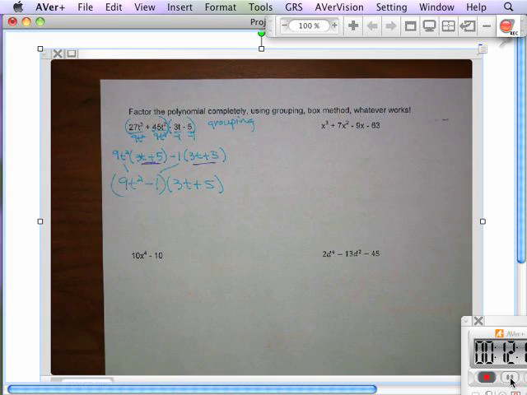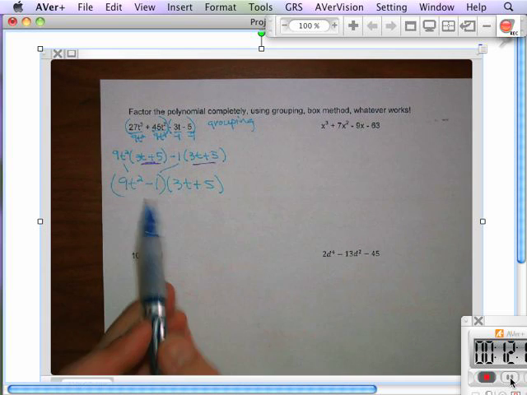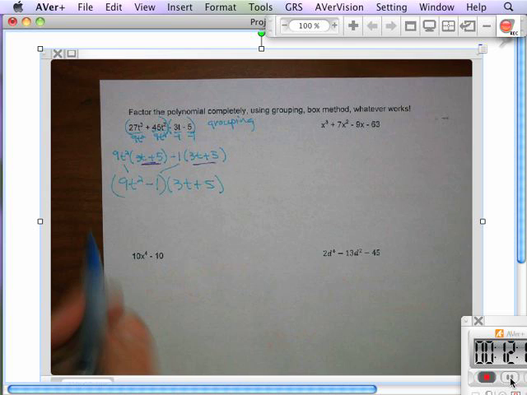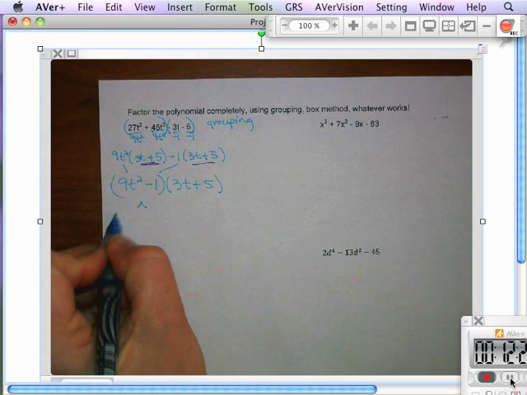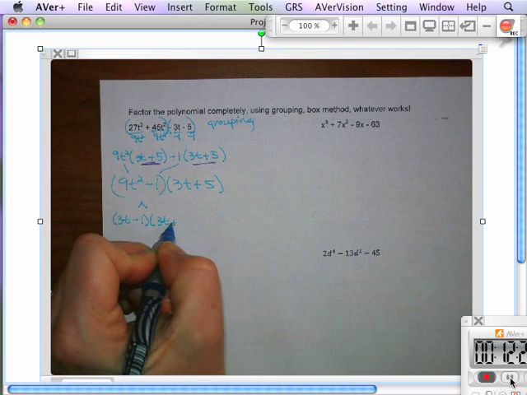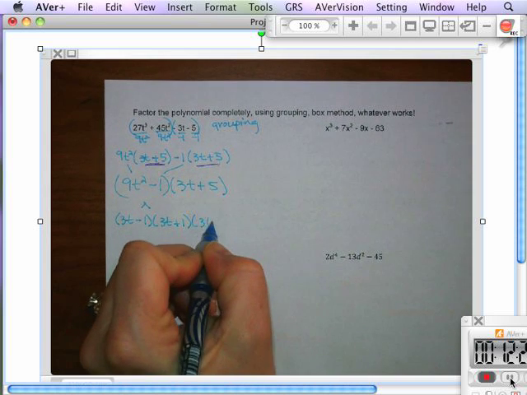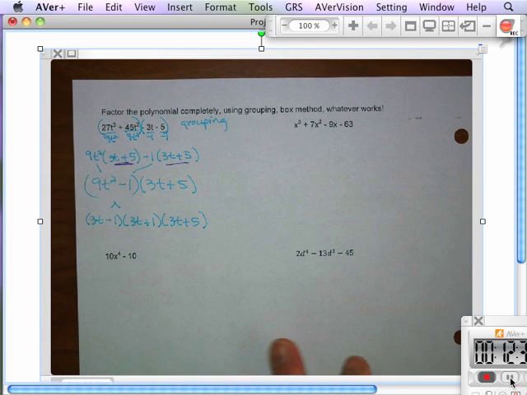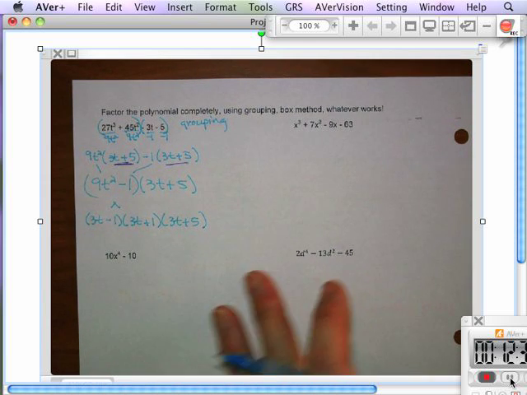Oh, but wait a minute. This can go even further. This is a difference of squares, so I can split that up to 3t minus 1, 3t plus 1, times 3t plus 5. Oh, that is a lot of fun right there. All right, let's do a couple more.